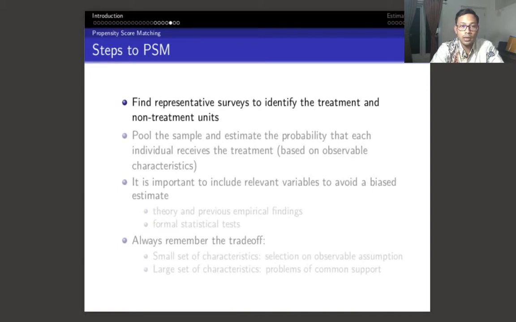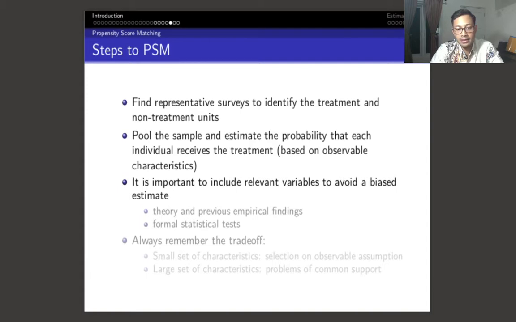Okay, so let's talk about the steps to get to PSM. So we're going to find representative surveys to identify the treatment and non-treatment units. We're going to pool the sample and estimate the probability that each individual receives the treatment based on observable characteristics. And it's important to include relevant variables to avoid a biased estimate.